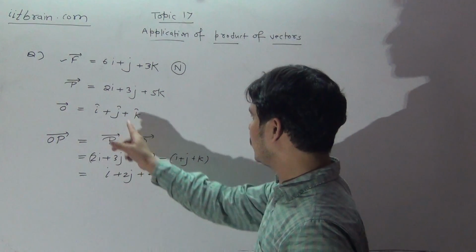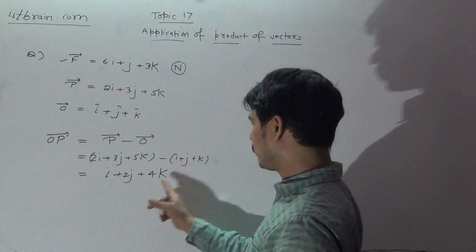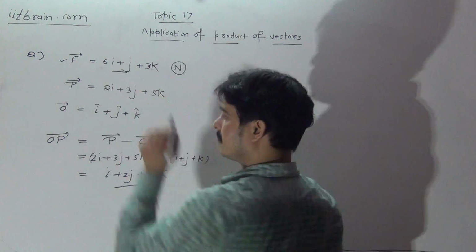2i plus 3j plus 5k minus i plus j plus k. 2i minus i is i. 3j minus j is 2j. 5k minus k is 4k. This is the OP vector, and the force vector is that.